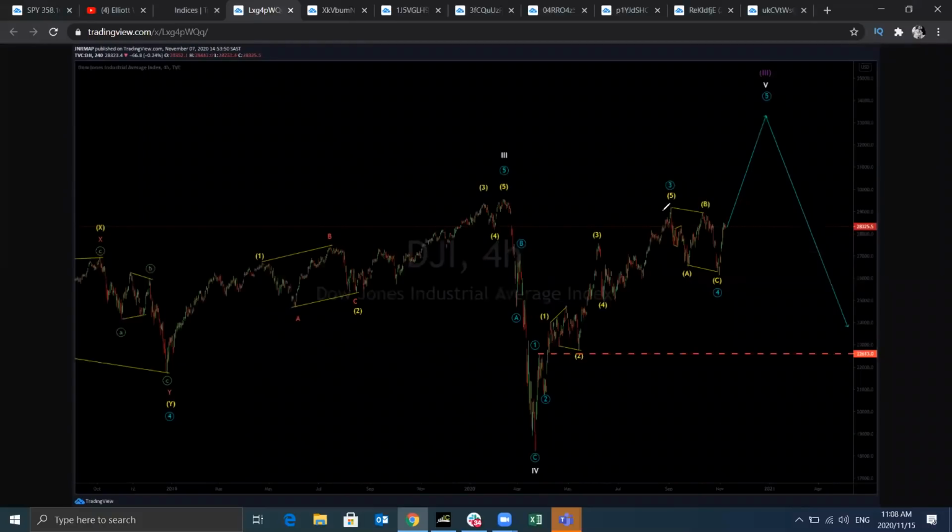If you look at the Dow Jones Industrial, this is the Dow, right? Let me just make sure. That's the Dow Jones Industrial, similar structure, and we're looking for this to complete wave 5. So we're still on our way to wave 5. So that is the structure that you've got on the Dow.